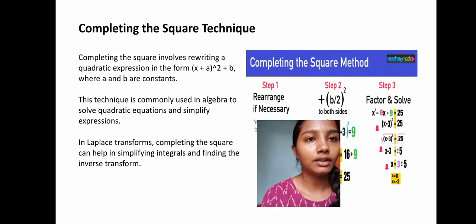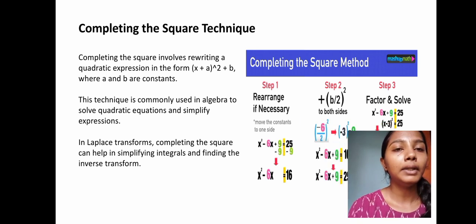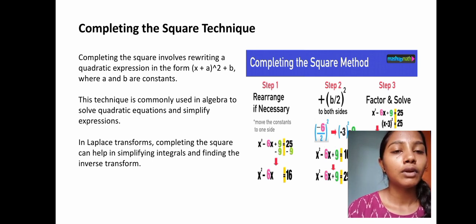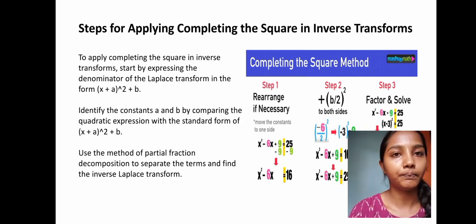Completing the square technique involves rewriting a quadratic expression in the form (x plus a) whole square plus b, where a and b are constants. This technique is commonly used in algebra to solve quadratic equations and simplify expressions. In Laplace transforms, completing the square can help in simplifying integrals and finding the inverse transform.